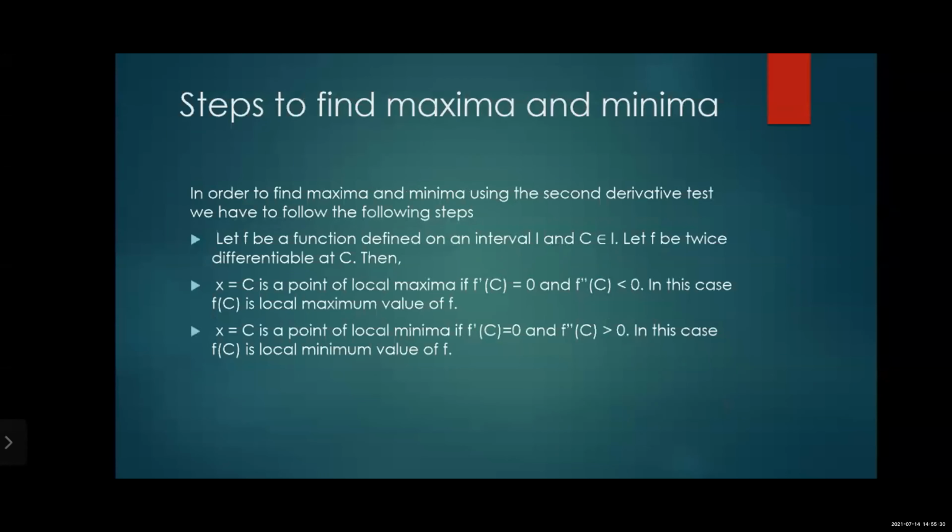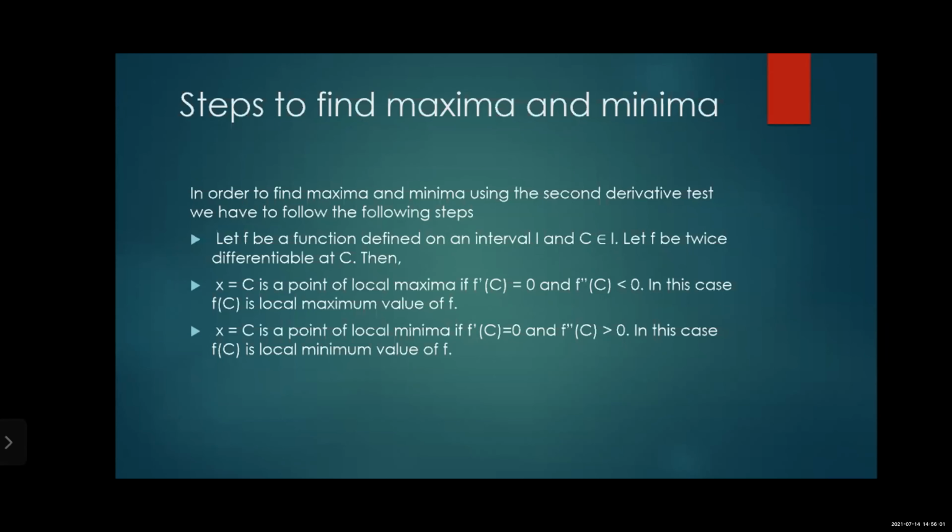Now I'll be discussing the steps to find maxima and minima. In order to find maxima and minima, there are two methods. Today I'm going to tell you about how to find maxima and minima using the second derivative test. For finding maxima and minima using the second derivative test, let f be a function defined on an interval I and c belongs to I. Then we have to differentiate that function twice.